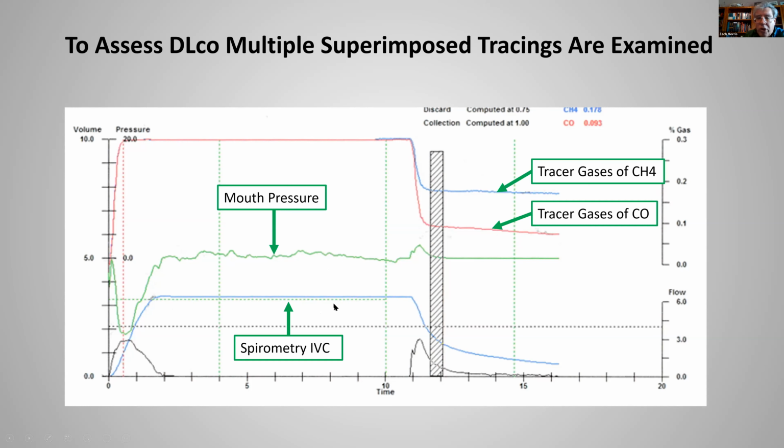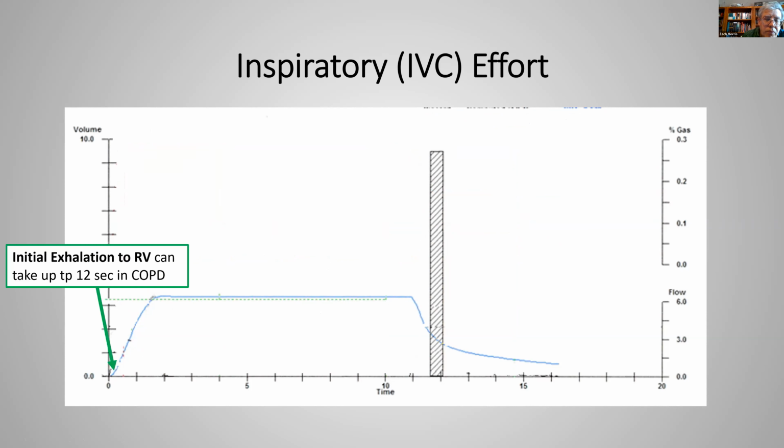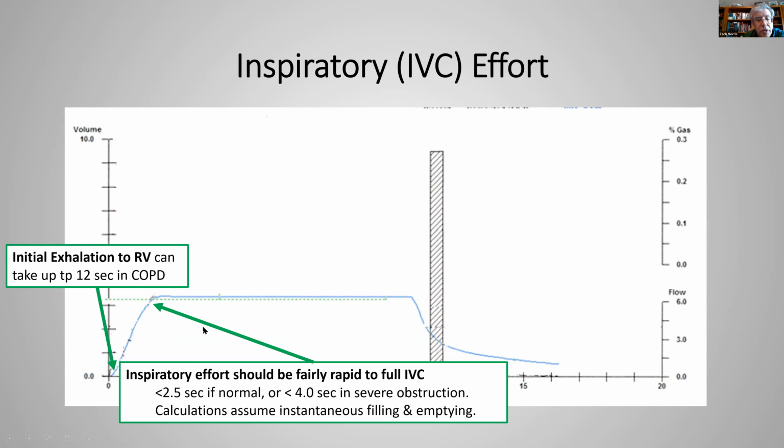Let's go through these a little more carefully right now. Let's talk about the inspiratory effort, what you should be looking for. This is an inspiratory effort volume time curve. Essentially the patient needs to start at residual volume. His lungs have to be completely empty. That's one of the biggest mistakes in lowering diffusion, the biggest errors, if they don't wait long enough. It could take up to 12 seconds in COPD.